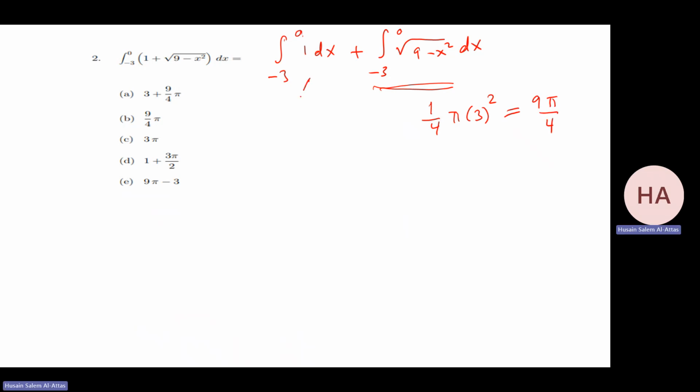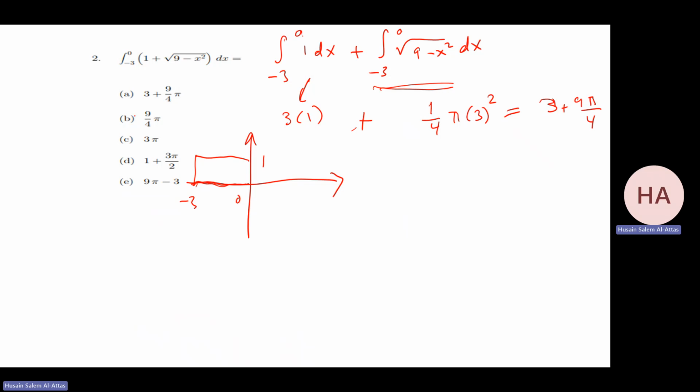For this one, if you think about it as a graph, it's the value 1 between minus 3 and 0. So it's just a rectangle. The width is 3 and the height is 1. So that will be 3 times 1, plus this. So it will be 3 plus 9 pi over 4, which is this one.